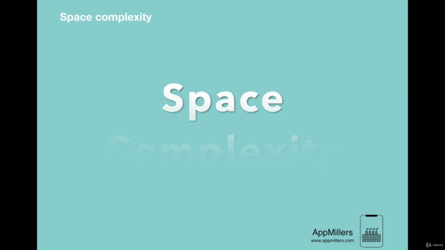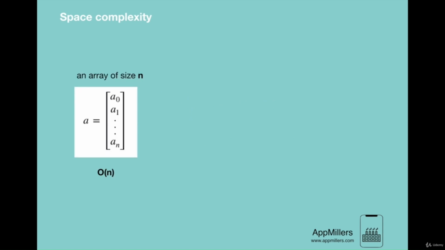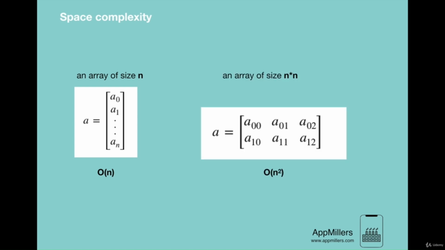As with time complexity, here also we're mostly concerned with how the space that is needed grows as the size of the input grows. For example, if we need to create an array of size n, O(n) space will be required. If we need a two-dimensional array of size n by n, O(n squared) space will be required. Okay, to make things clear, let's look at the two examples below.